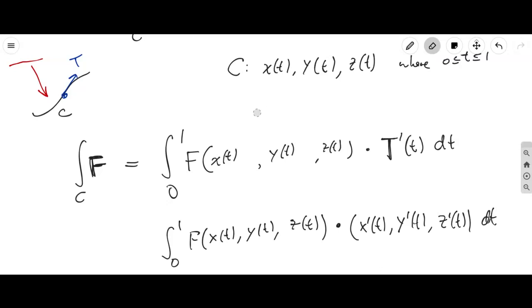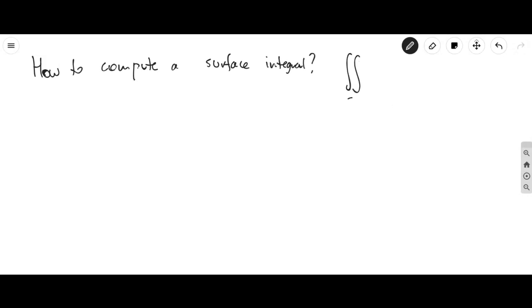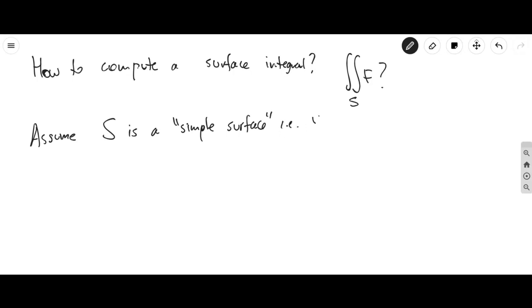And in the vector calculus class, you just do a lot of examples where you see how to do it. How do you do a surface integral? So now the next question is how to compute a surface integral. So you want to do this kind of an integral. This is S. So as before, we're going to assume that S is a simple surface.